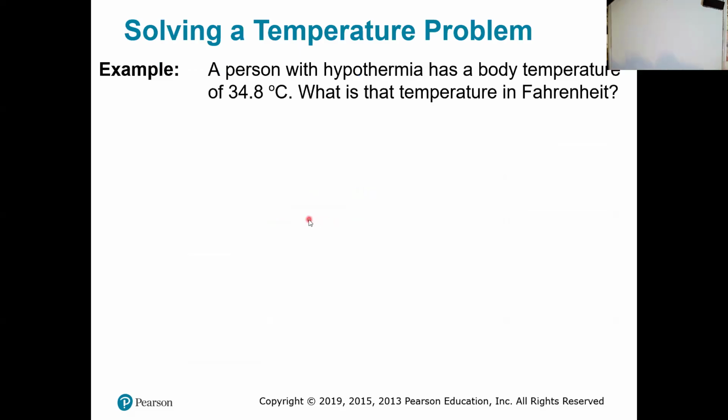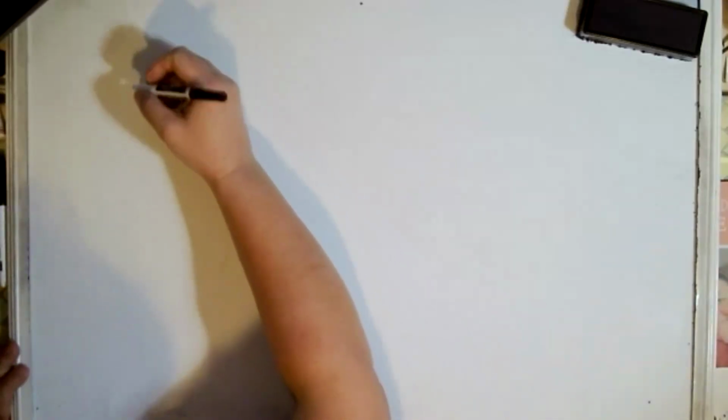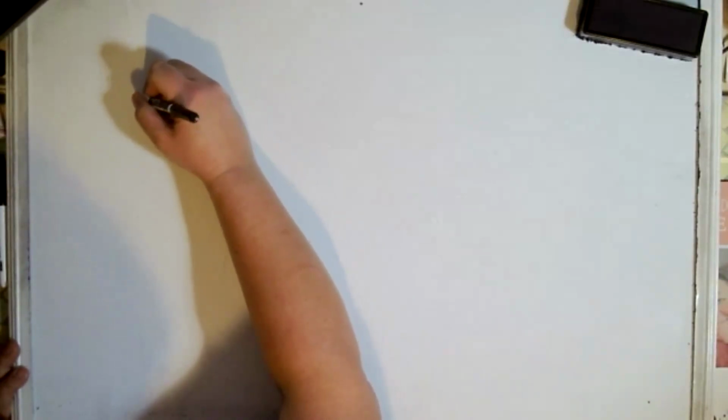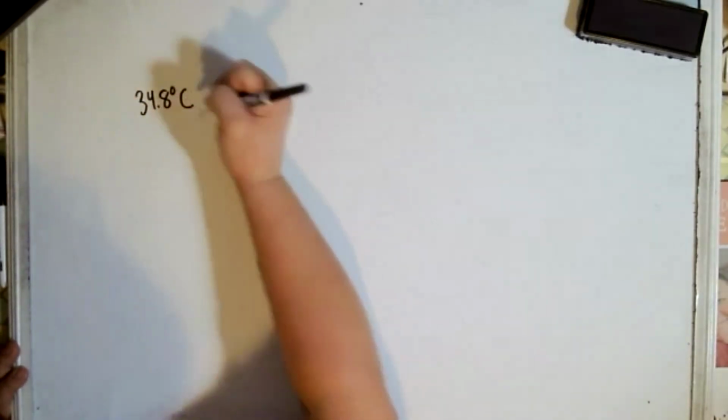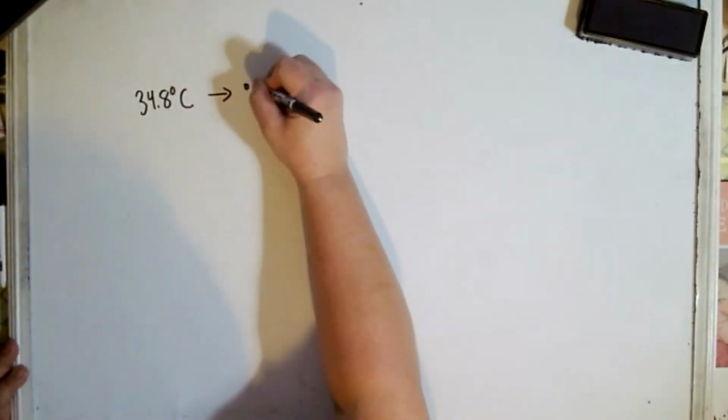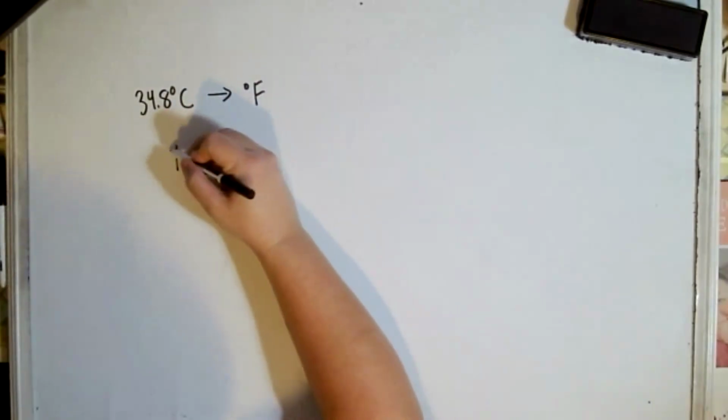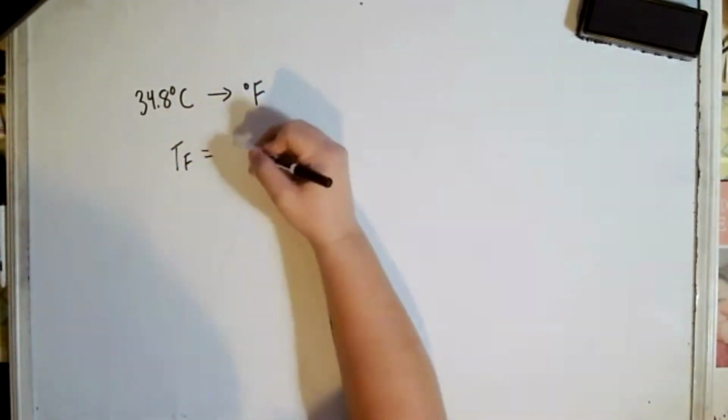All right, so let's look at this example. We'll talk about how to calculate the Kelvin scale from the Celsius scale when that slide comes up, but let's focus here on converting our Celsius temperature into Fahrenheit. Here it says a person with hypothermia has a body temperature of 34.8 degrees Celsius. What is that temperature in Fahrenheit? When you're asked a question like this, the first thing you're going to want to do is write out the temperature formula that you want to use to solve the question.